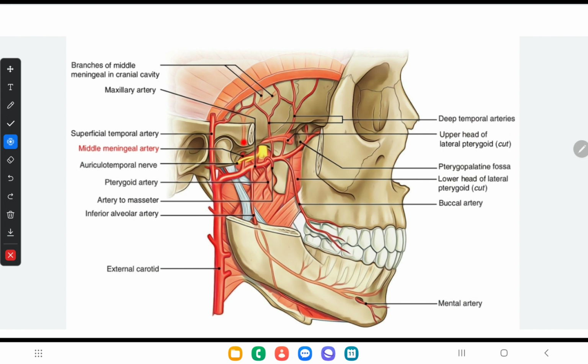Here, the other branch, you can see the middle meningeal artery. It supplies the temporal region of the skull as well as the meninges. You can see its course clearly here. The middle meningeal artery ascends upward in between the nerve branches of the auriculotemporal nerve. You have to remember that, in between the auriculotemporal nerve. After it ascends further upward, as you can see here, it divides into anterior branch and posterior branch.